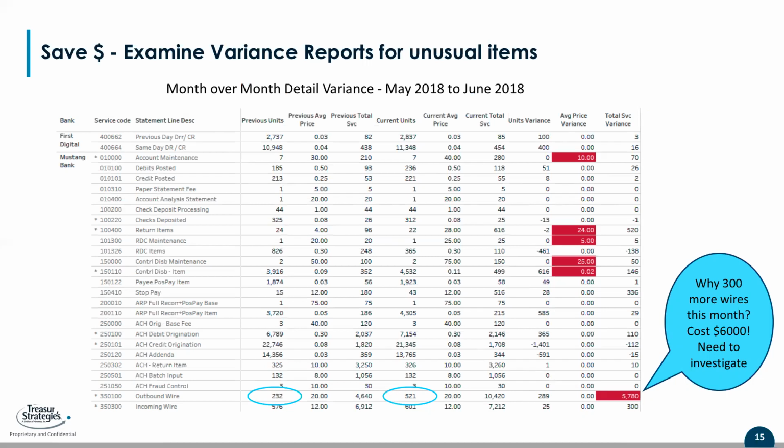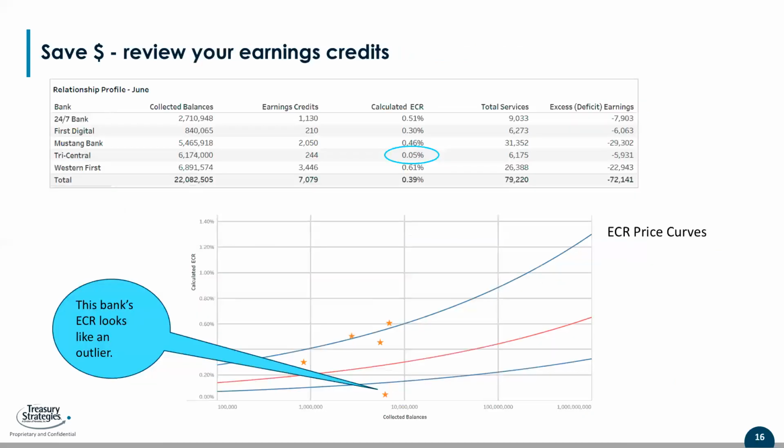And by the way, it cost us $6,000 extra in June for all these extra wires. So it's not a small amount of money. And I think again, NDepth is going to highlight things that are not worth your time, but significant and strategic. And finally, a tool to help you focus on where you need to review your earnings credits. Tony gave you pretty much chapter and verse on this one already.